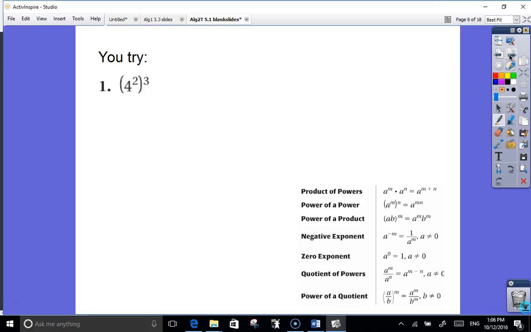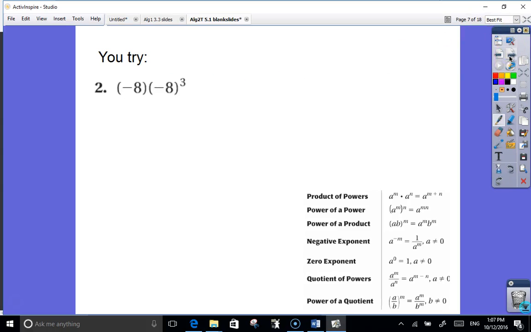Which is the property? Power of a power. So when you raise a power to a power, you multiply 2 times 3, which is 4 to the 6th, which is 4,096. So power to a power. Okay, how about this one?